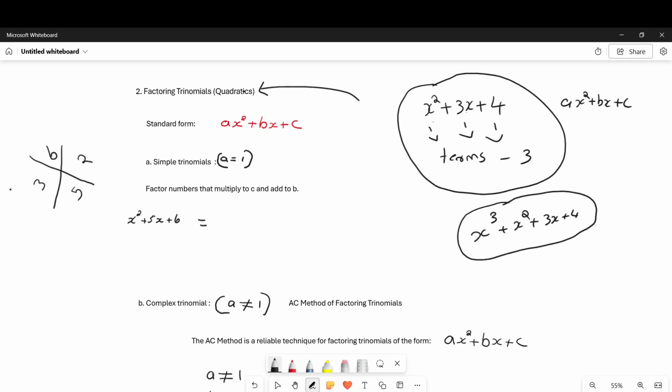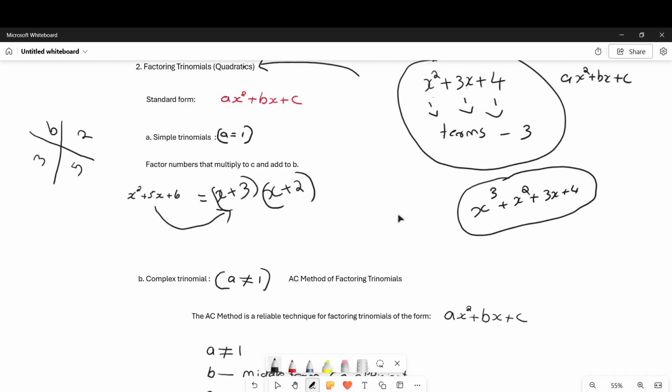So this is a positive 3 and positive 2. So we can write x plus 3 and x plus 2 are the factors of this quadratic equation or trinomial expression. So this is the first, simple trinomial; we can do it like this. Okay, we can just do a mind calculation. We can easily jump from this expression to these factors. So just go to complex trinomial.